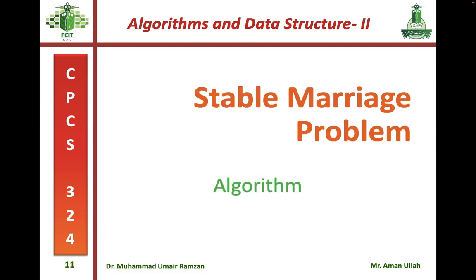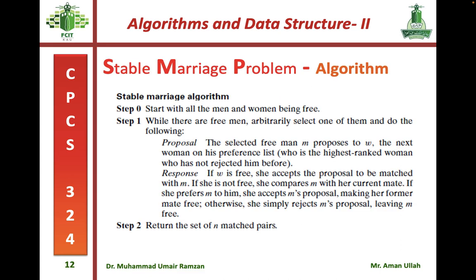Now we will go to the algorithm. Firstly, it's easier to imagine the situation in two phases. The first phase is men proposing to women. The second phase is the response of women. So let's begin. Step 1. Start with all women and men being free.